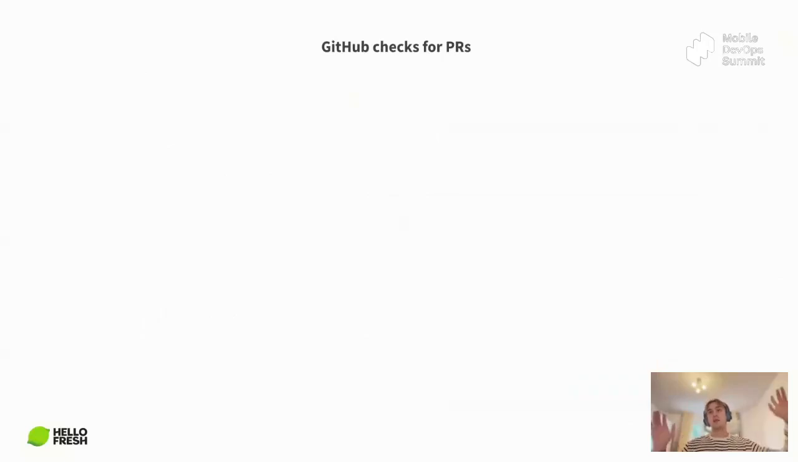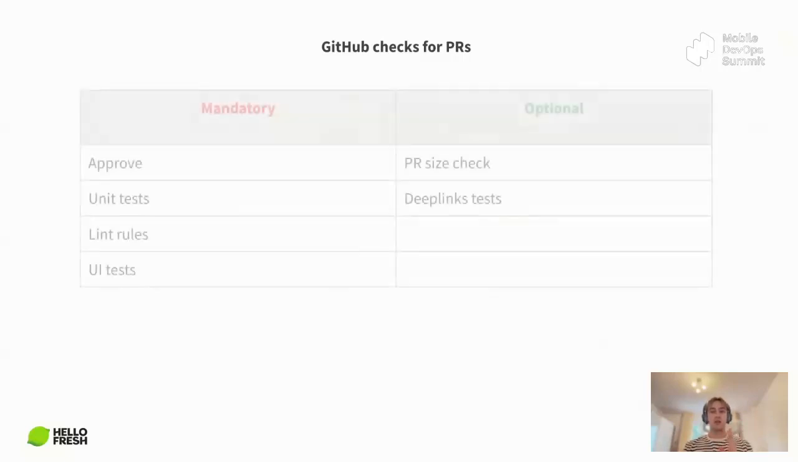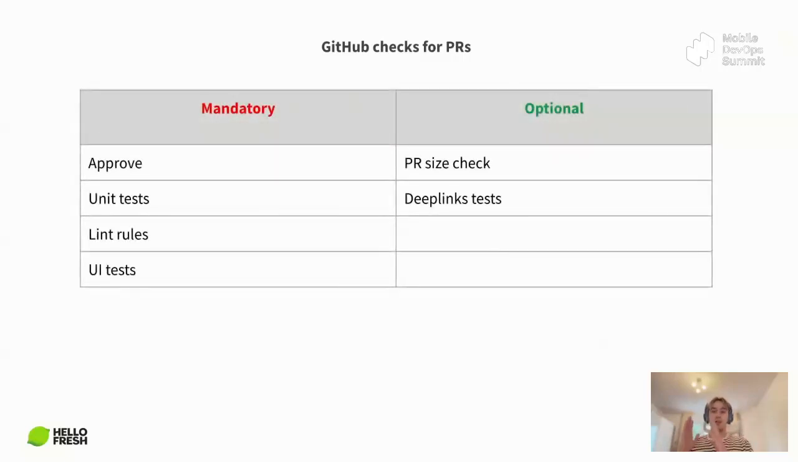Basically, we are using GitHub checks for the PRs, and we can split all the GitHub checks into two big categories. The first one is mandatory and the second one is optional. I put some examples here. For example, a mandatory requirement is that you need to have an approval on your PR. Your unit tests should be passing, or your lint rules should be fine, etc. But the optional ones could also be important, for example a size check.